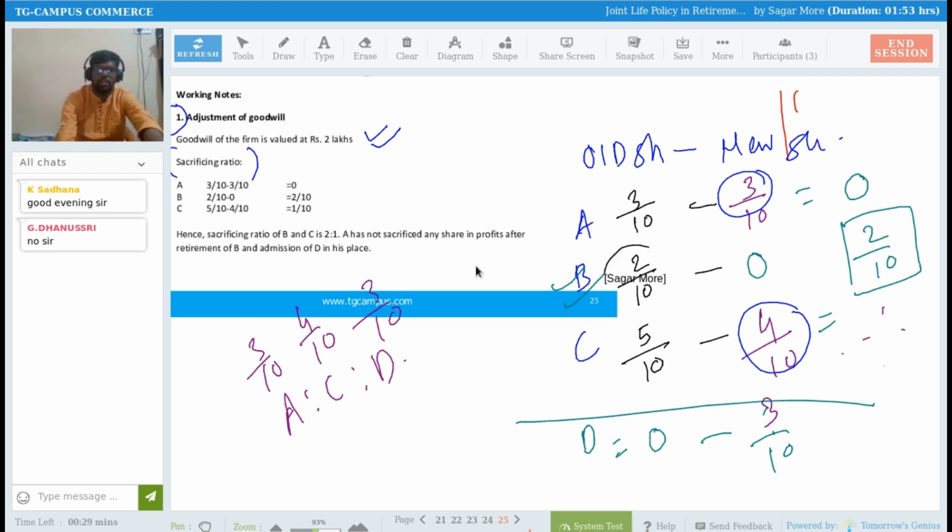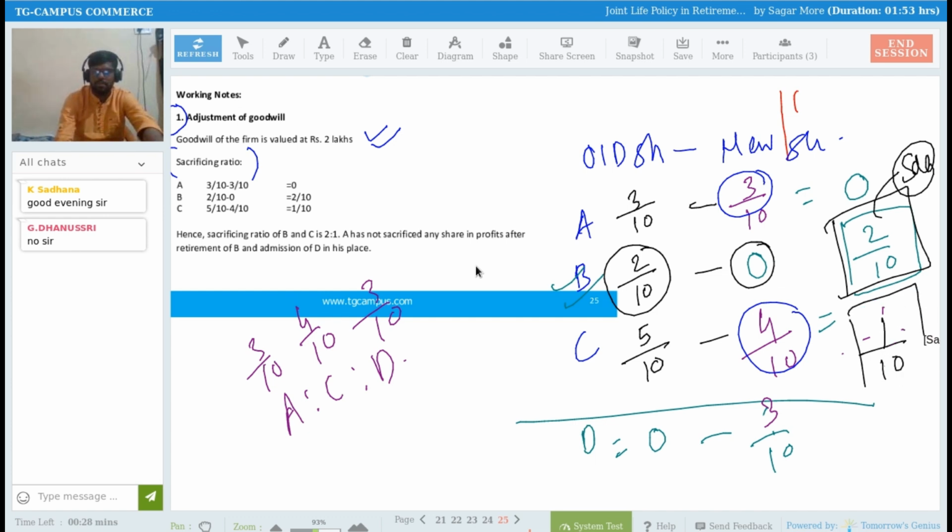See, previously A was enjoying 2 by 10, now he is enjoying 0. 2 by 10 minus 0, so what is the answer? 2 by 10 positive, and positive is nothing but the sacrifice done by him, right? Previously C had 5 by 10, now it's 4 by 10. It means 1 by 10. So C is also sacrificing or not? Yes, sir. So who is the gaining partner? D is the only gaining partner. Minus 3 by 10, so D is the gaining partner. Understood now?